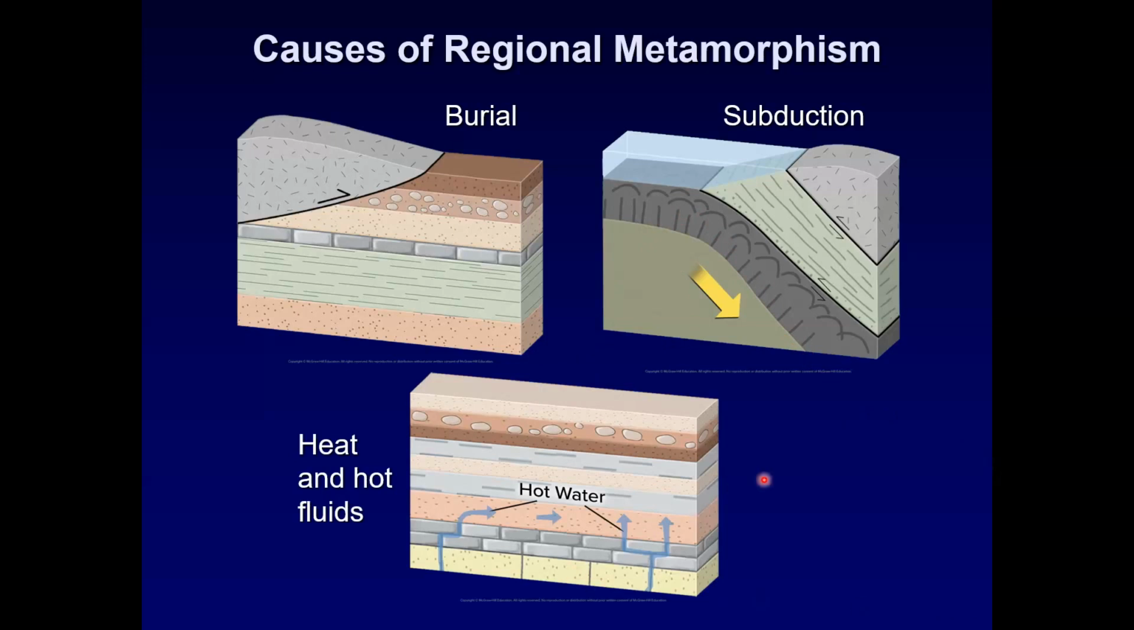Or you could have heating. So heating can happen through the introduction of magma into an area. It would impact the rocks around it. You can also have crustal heating if there's some sort of flux or flare up from deep within the earth. That can impact rocks as well. You can also have hot fluids introduced. Those would carry dissolved chemicals and they can hydrothermally alter the rocks.